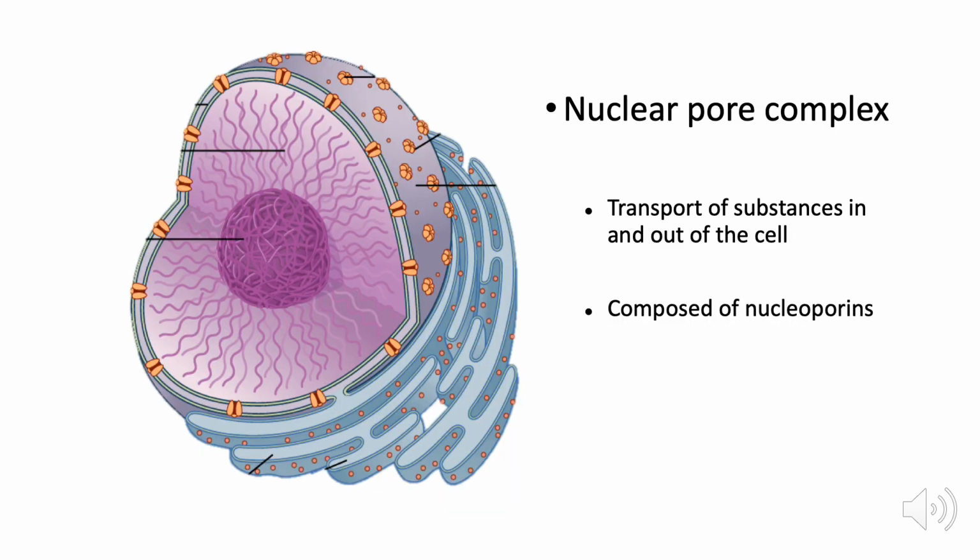Another important structure that you can find in the nuclear envelope is the nuclear pore complex, and these are the ones pointed by the red arrows. These structures function to allow substances to go in and out of the nucleus. By the way, the protein composition of the nuclear pore complex is called nucleoporins.